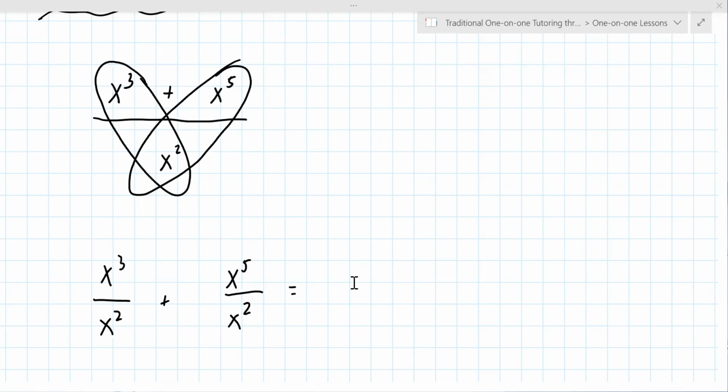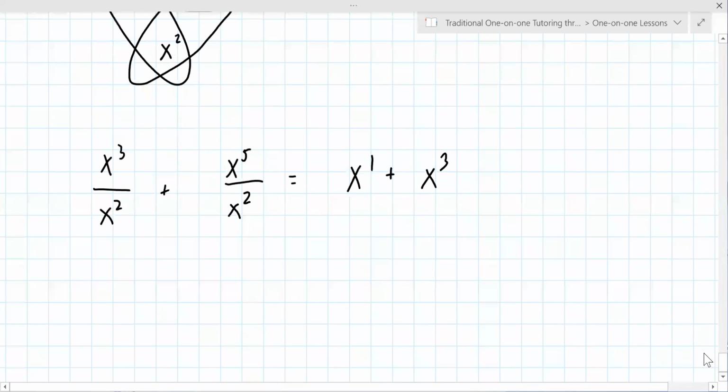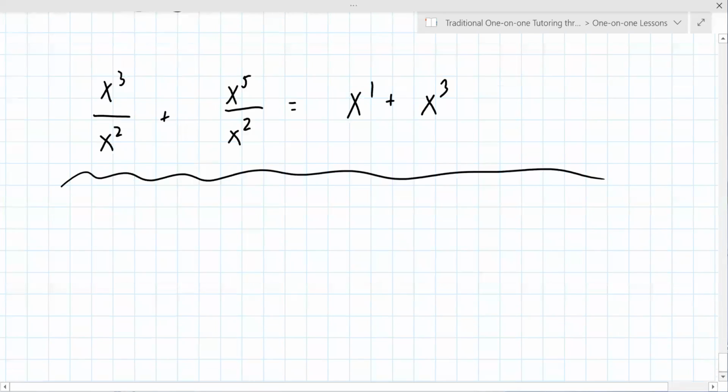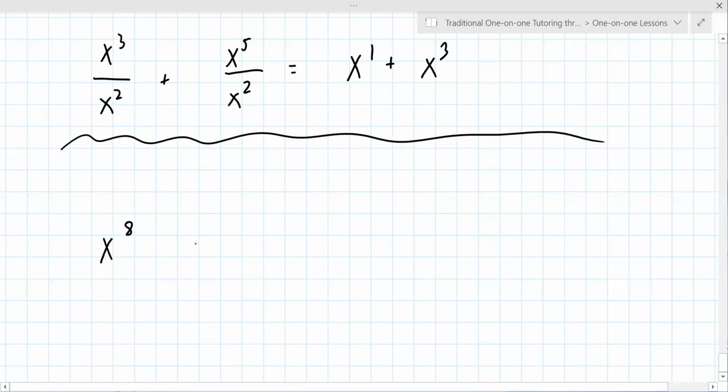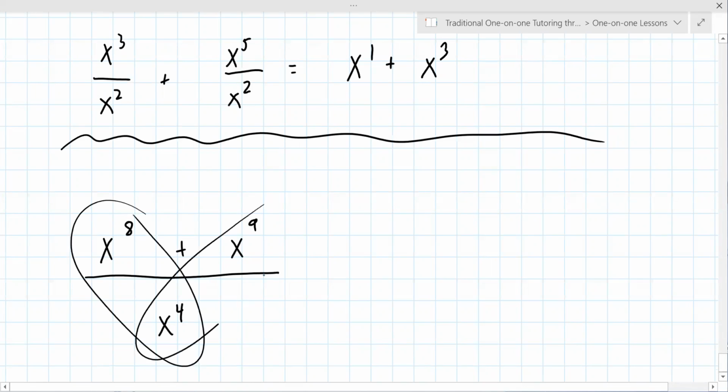X to the 1 plus x cubed. Excellent. Okay, so let's try another one here. Let's say it's x to the 8th plus x to the 9th over x to the 4th. Try this one on your own, please. And keep in mind, again, you have to divide both of these. It's not a choice. You have to do it to both.